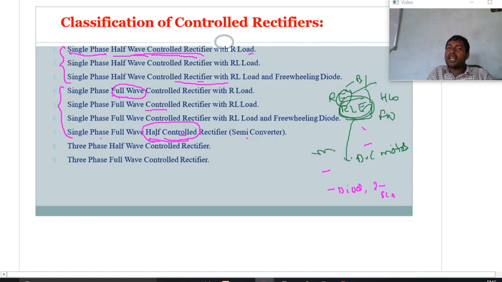Why is this called a phase control rectifier? Because up to 180 degrees the total phase will be controlled. Phase will be controlled. That's why this is called a phase control rectifier.